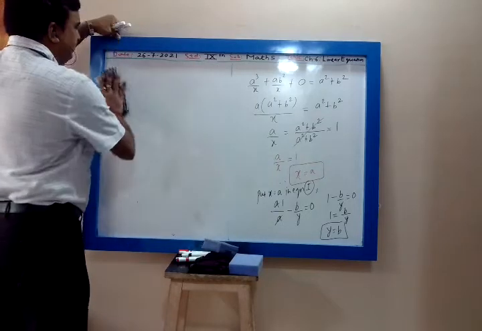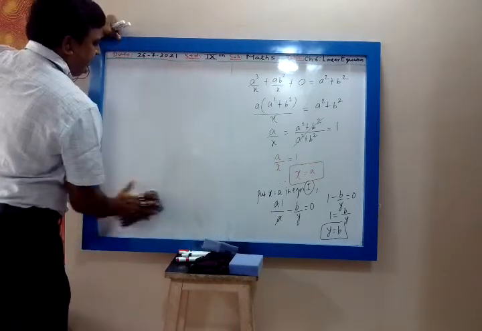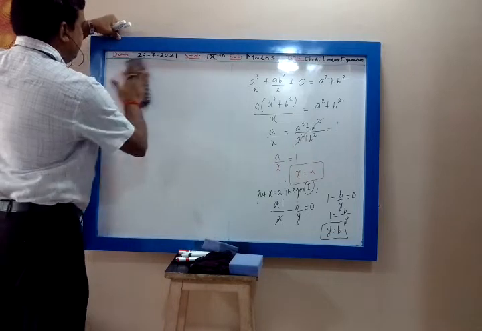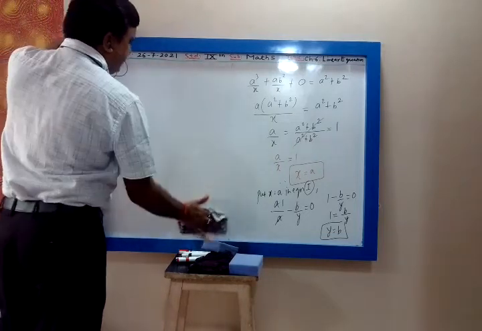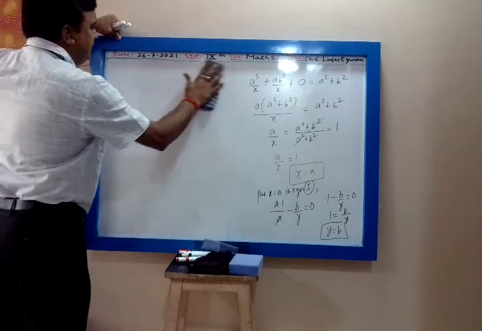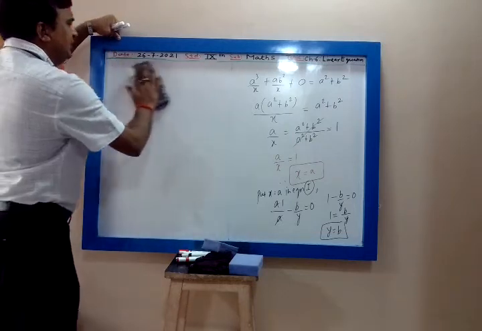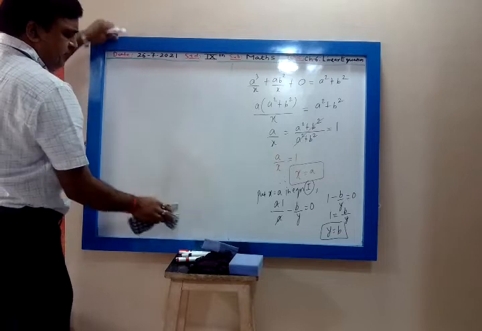So simple, by equating coefficient method, either you equate coefficient of x or you equate coefficient of y. But you have to remember, whenever the coefficients have the same sign, you have to subtract. Whenever they have opposite signs, you have to add.